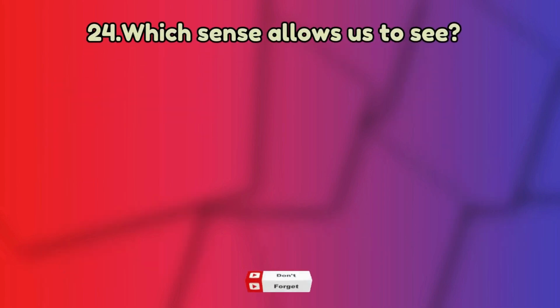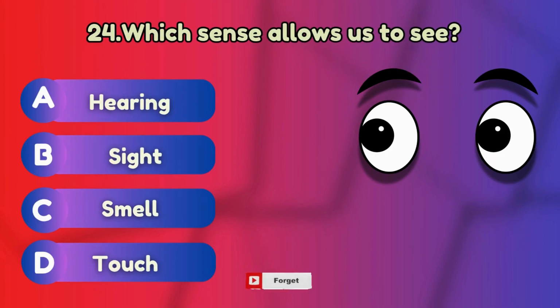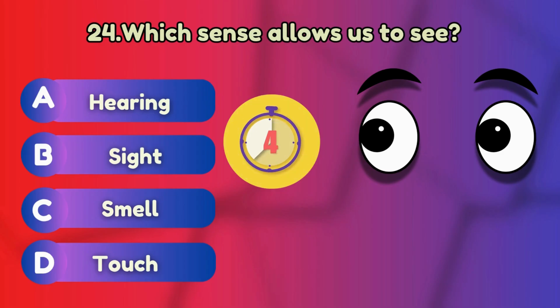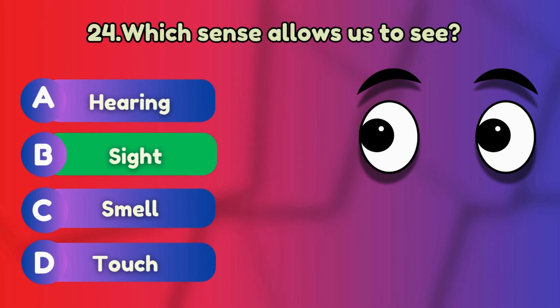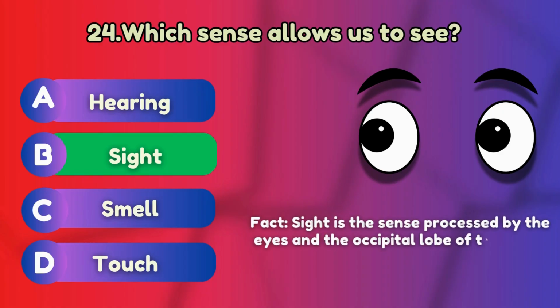24. Which sense allows us to see? A, hearing, B, sight, C, smell, D, touch. Right answer, sight. Fact, sight is the sense processed by the eyes and the occipital lobe of the brain.